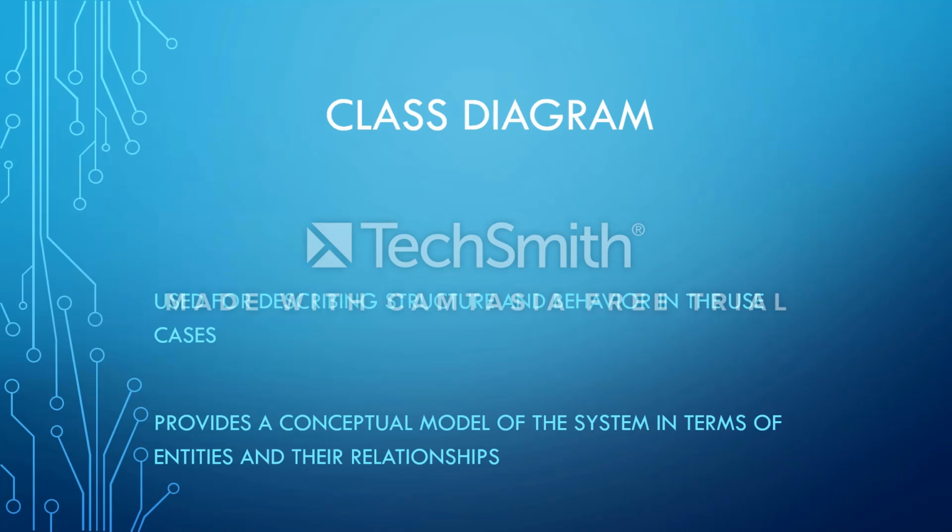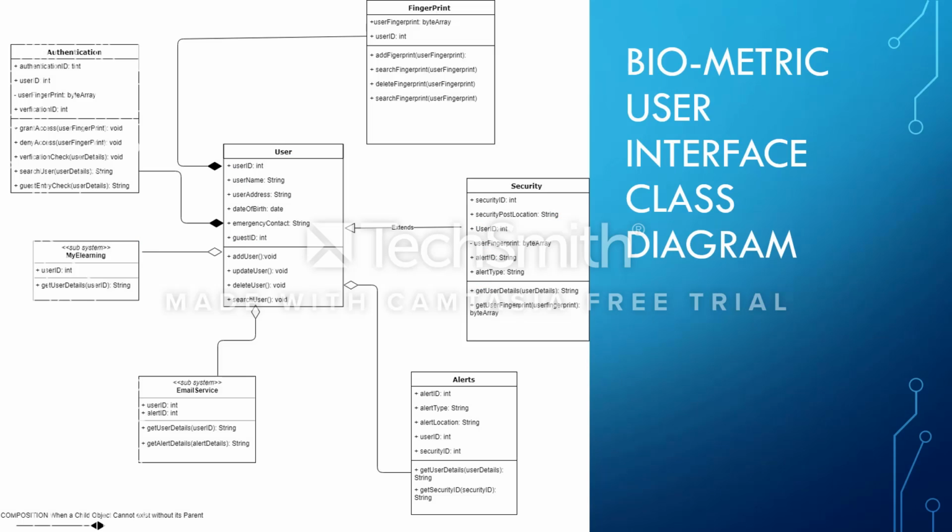A class diagram is used for describing structure and behavior in the use cases. It also provides a conceptual model of the system in terms of entities and their relationships. A class consists of attributes, which are significant pieces of data containing values that describe each instance of that class, such as a user ID and username. There are also methods which allow you to specify any behavioral feature of a class, such as add user and update user. There are relationships between all classes and the user classes.